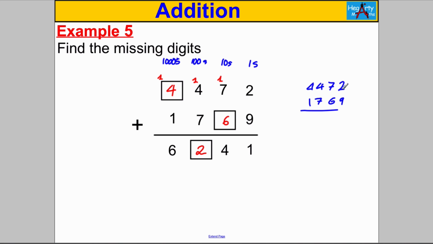Let's just do it. 9 add 2 is 11. Put down the 1, carry the 1. 1 add 7 is 8. Add 6 is 14. Put down the 4, carry the 1. 1 add 4 is 5. Add 7 is equal to 12. Put down the 2, carry the 1. 1 add 4 is 5. Add the other one is 6. That all worked out perfectly.